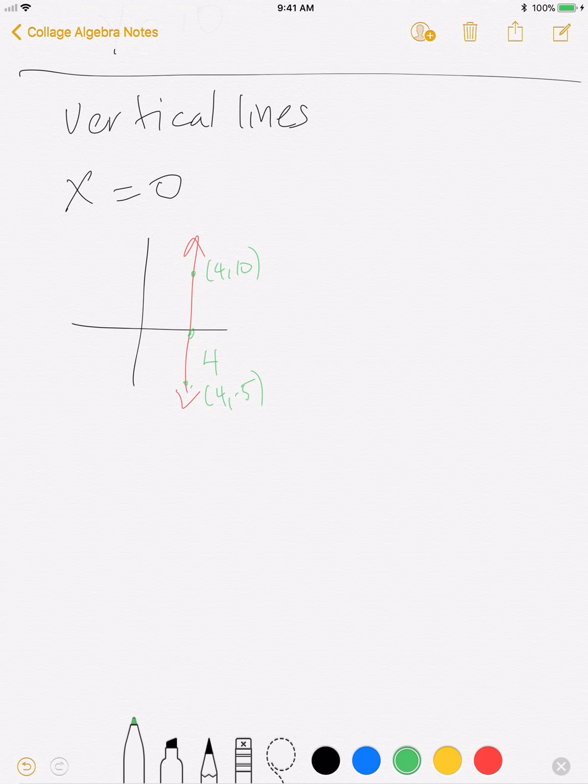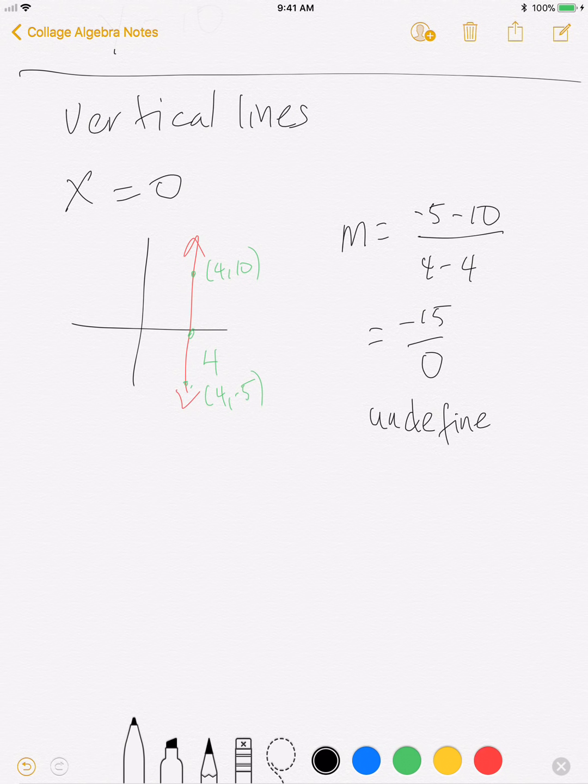If I try to find the slope, something bad will happen. y2 minus y1 over x2 minus x1. I will get a division by 0, which is undefined. Because it's undefined, that's why the slope is undefined. When you have a line that is going up and down, those are the vertical lines. Those are, as we say, undefined.